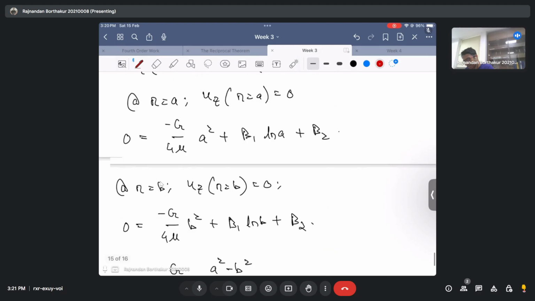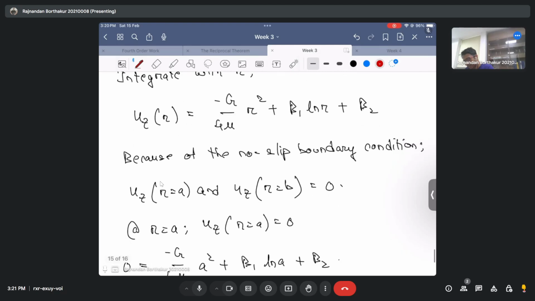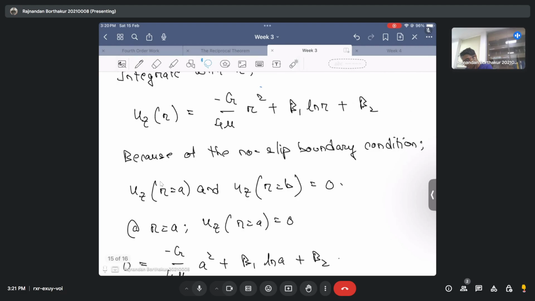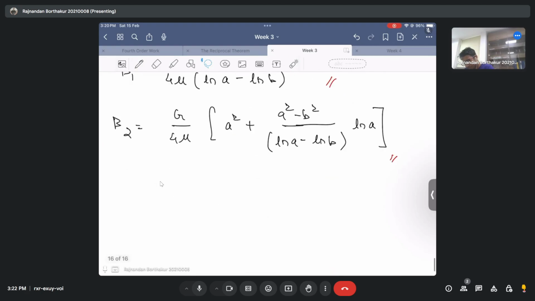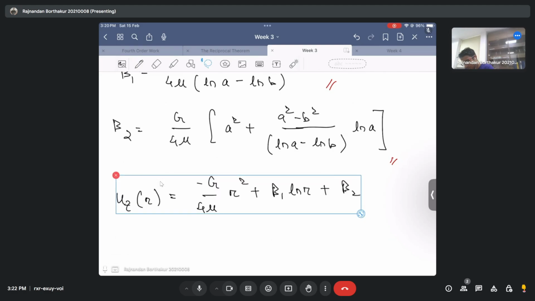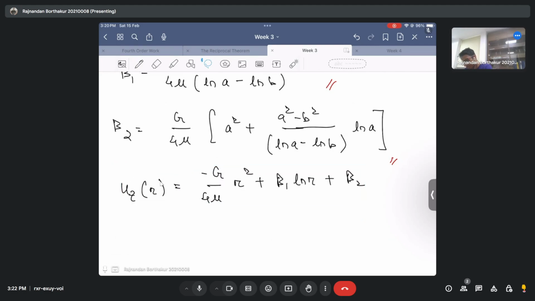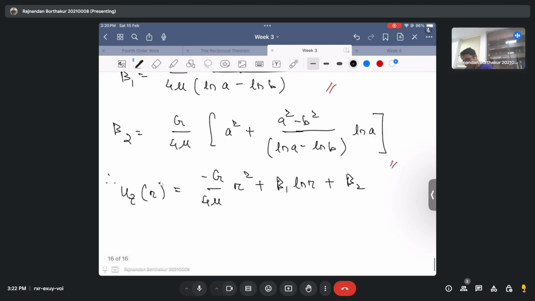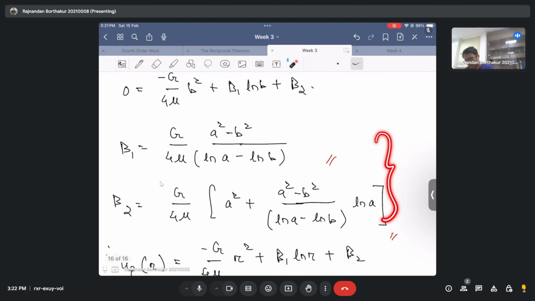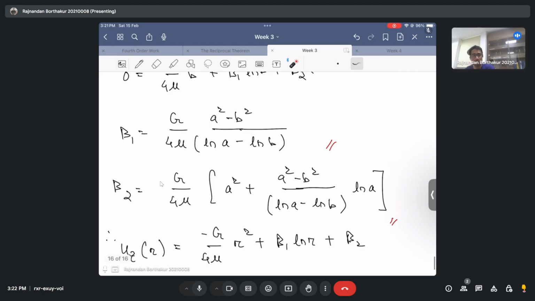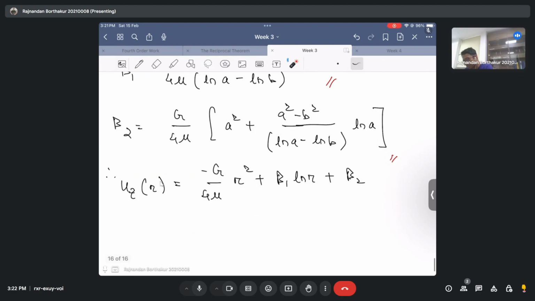So therefore your uz is just this velocity profile, where b1 and b2 are given by these values, which are of course in terms of the applied pressure gradient and the radii of the two cylinders. Okay, so that's it guys, we have completed the problem.